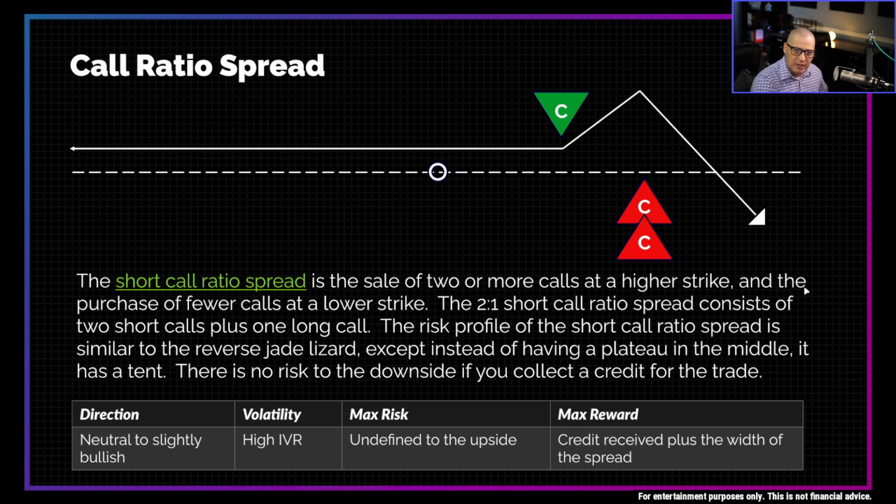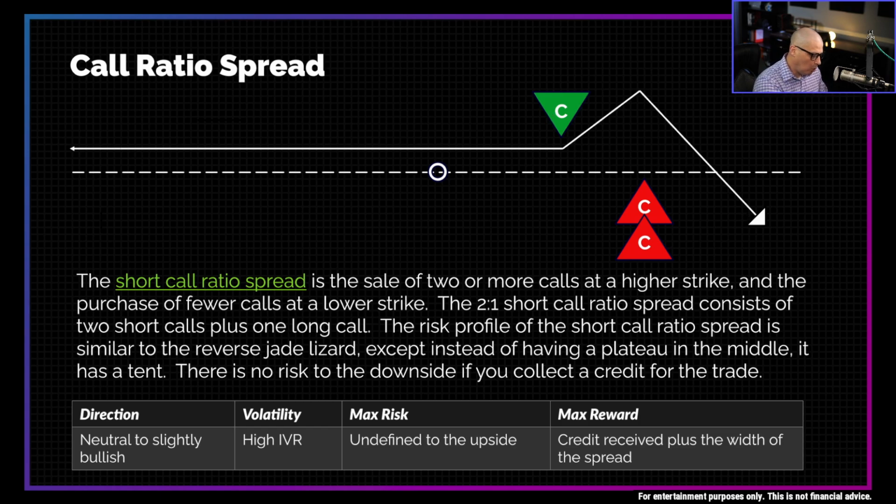The call ratio spread is, again, a combination trade where you have 1 short naked call, which is a bearish strategy, in combination with a call debit spread, which is a bullish strategy. And because these kind of offset each other, this does reduce your risk a little bit. Compared to just 1 short naked call, the call ratio spread does add a little upside protection.